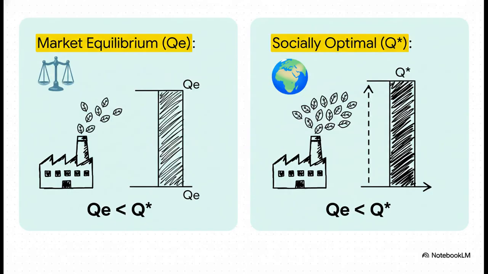This difference in costs leads us to two very different outcomes. The free market, left to its own devices, is only guided by private costs and benefits, so it will produce at quantity QE. But the ideal level of production for society as a whole, the socially optimal level, is actually at Q star. And as you can clearly see, the market quantity is less than the socially optimal quantity. The good is being underproduced, and that, right there, is the market failure.